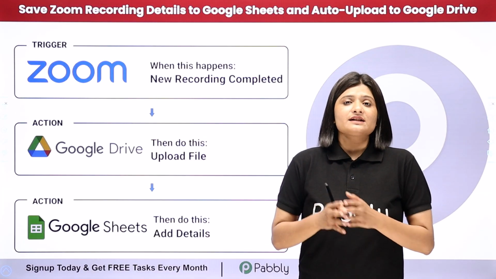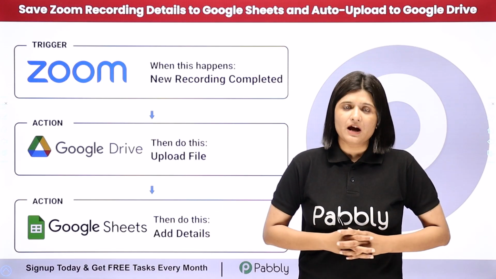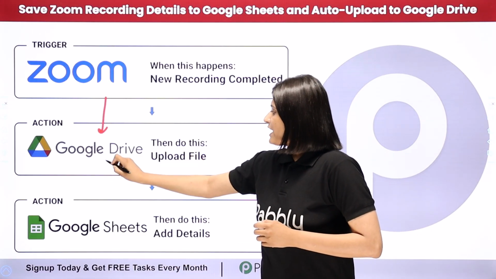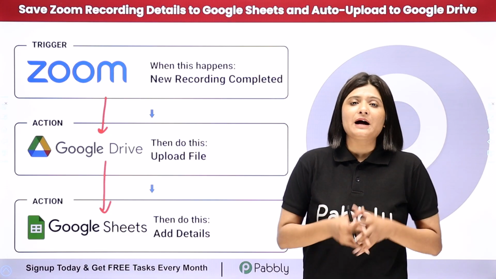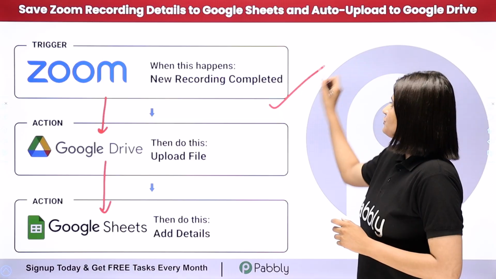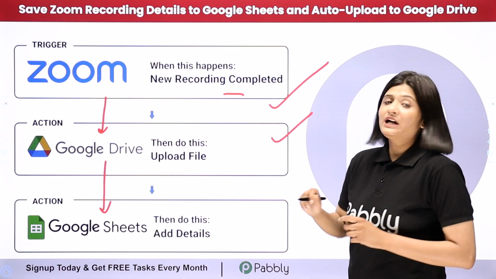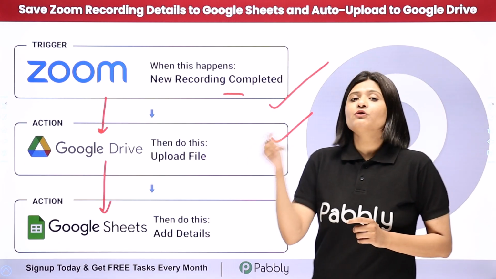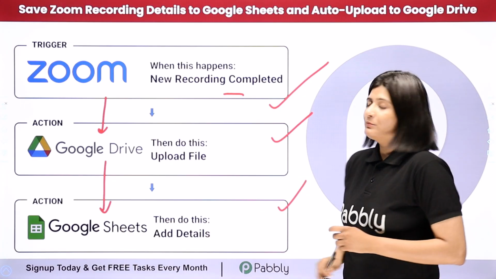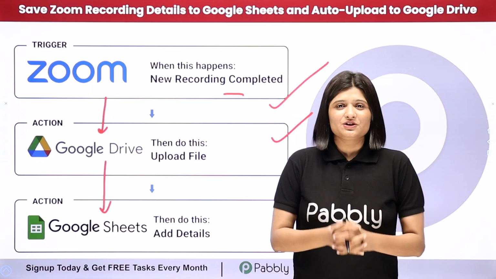So Pabbly Connect is an amazing automation and integration software which requires no coding or programming skills. Here I just need to build a connection between Zoom, Google Drive and Google Sheets. With the help of Pabbly Connect, I am going to build this connection in such a way that whenever a new recording is completed in my Zoom, automatically this recording should be uploaded to my Google Drive to the folder which I have created, and then all the details of this recording should be added to my Google Sheet spreadsheet. Now, if you want to learn the step-by-step process, then let me take you all to my screen.